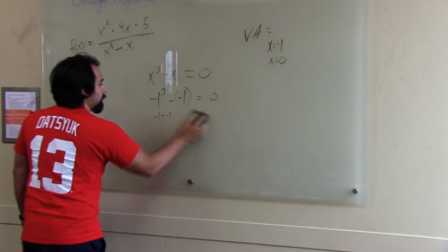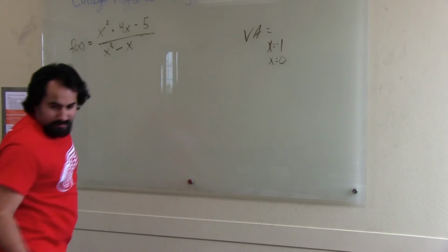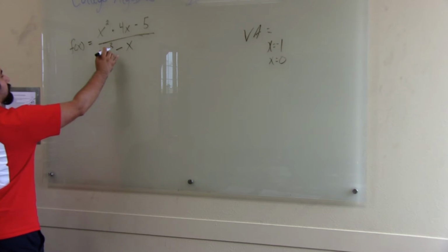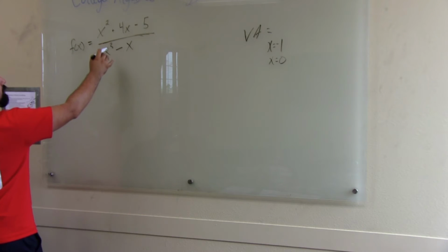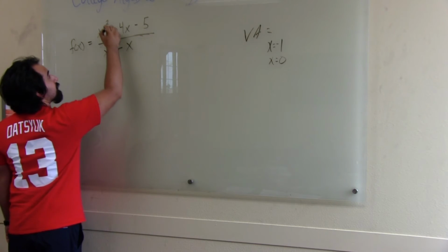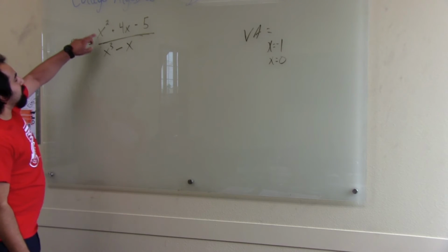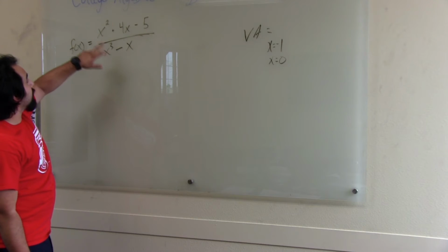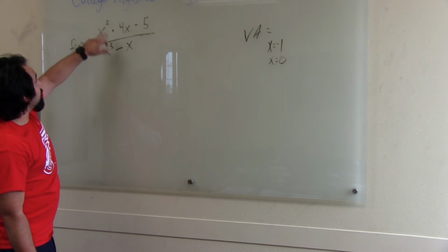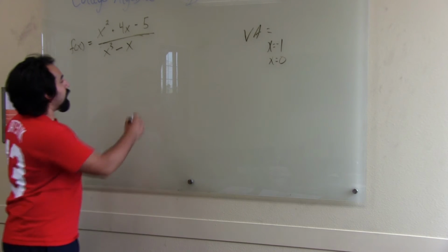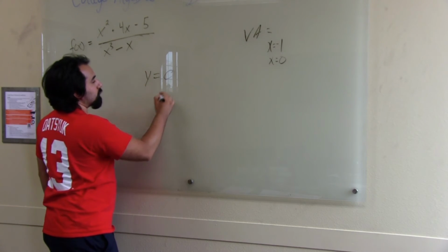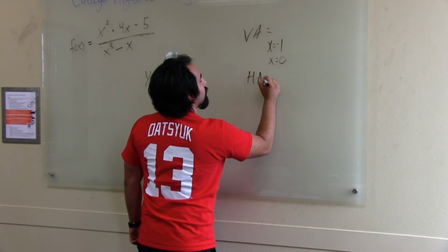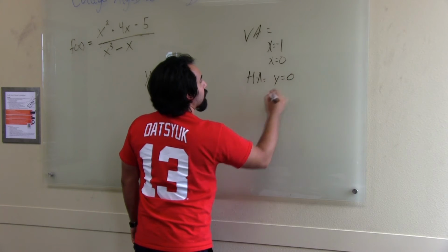Now for our horizontal asymptotes, all we have to look at is the exponent. Since 3 is larger than 2, the numerator is x squared, the denominator is x cubed. Since the denominator is bigger than the numerator, y is always going to equal 0. So for our horizontal asymptote, y equals 0.